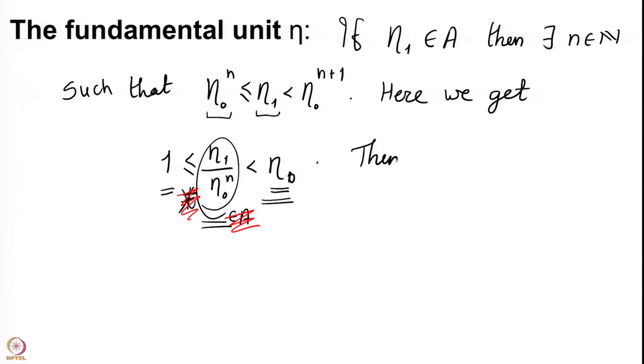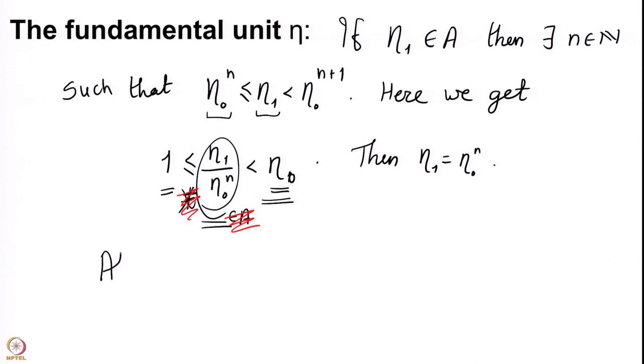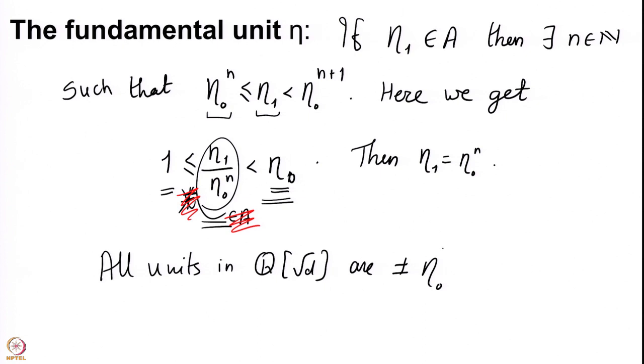So, therefore, we get that eta 1 is eta naught power n. Therefore, every element in capital A is a power of eta naught, and then we can write down all units in Q root D as plus minus eta naught power n, where you let n vary over integers.